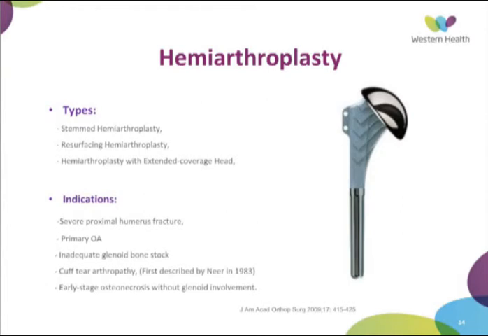Cuff arthropathy, that was first described by Neer in 1983, and again, the CTA head hemiarthroplasty is a good option to be used. And also in people that have AVN of the humeral head without having any glenoid involvement, hemiarthroplasty is a good surgical option.